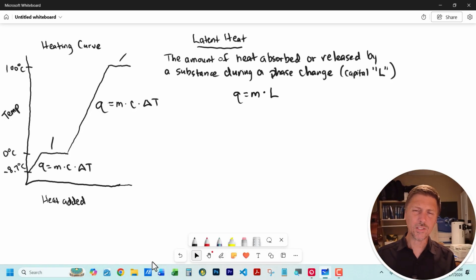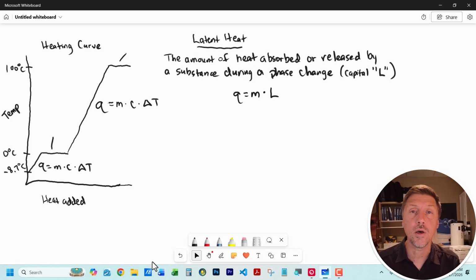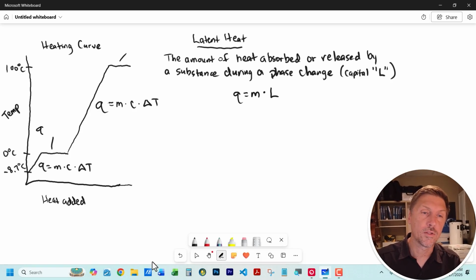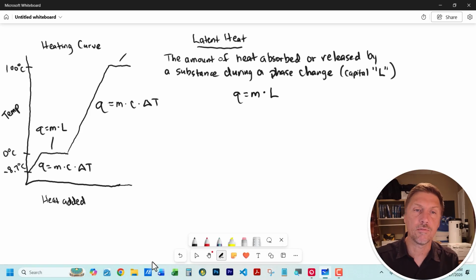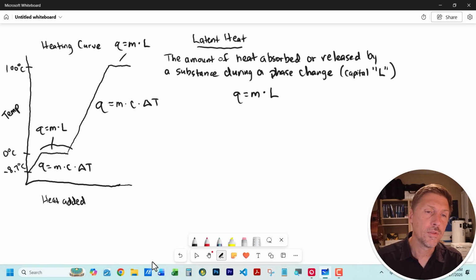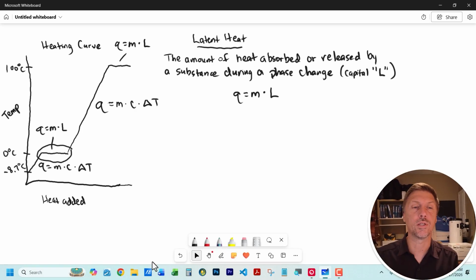That's something I'm going to have to give you. It's not something that you're going to memorize or just automatically know. But if you want to find the heat on these portions of the graph where it's flat and a phase change is occurring, you just need to know the mass and then whatever that value is for latent heat. Now, it's not going to be the same value at these two flat areas because a different phase change is happening. Here, in this case, because the temperature is increasing over time, this is where the water is melting, right?